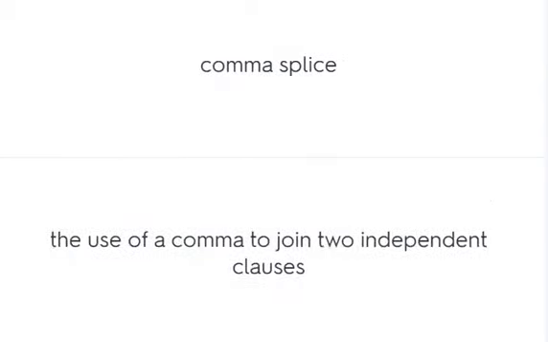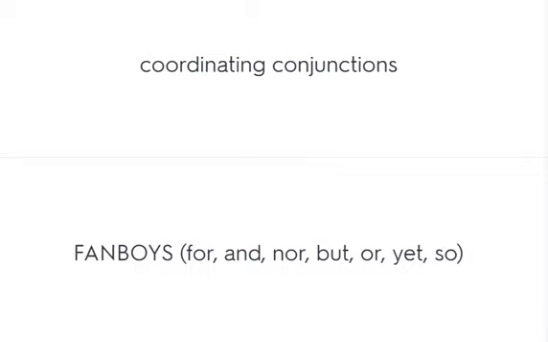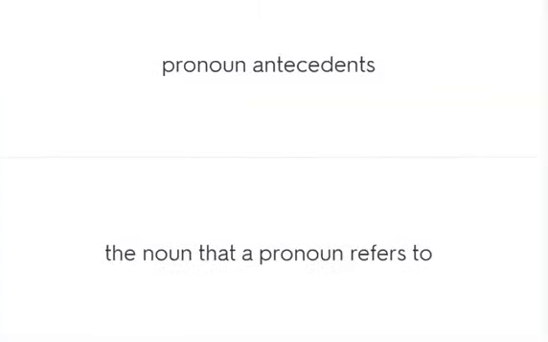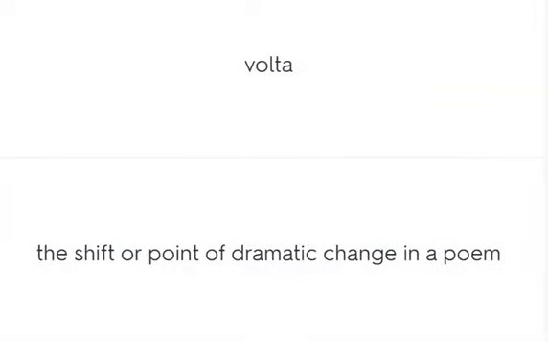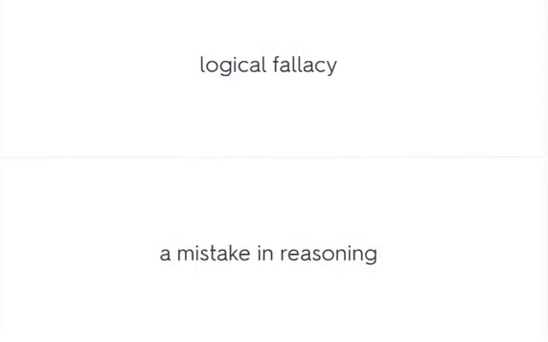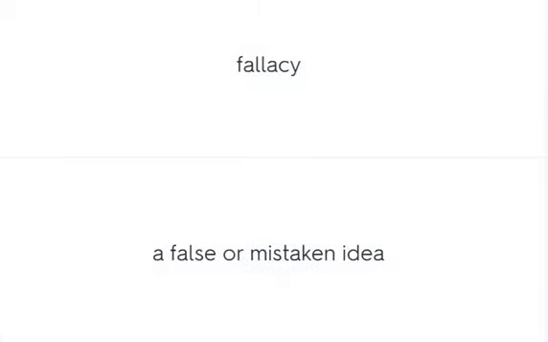Comma splice, the use of a comma to join two independent clauses. Coordinating conjunctions, FANBOYS. Pronoun antecedents, the noun that a pronoun refers to. Volta, the shift or point of dramatic change in a poem. Logical fallacy, a mistake in reasoning. Fallacy, a false or mistaken idea.